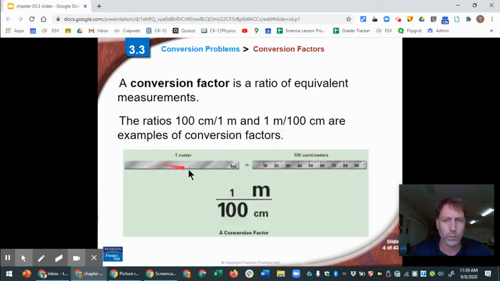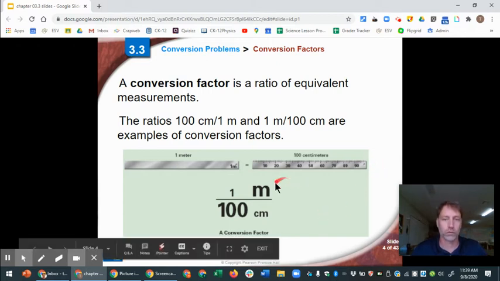So here's 1 meter. That 1 meter is the same length as 100 centimeters. I'm sure you can imagine that in your head, but they are the same distance, just expressed in two different ways. Just like the word yes has an equivalent in another language, say Spanish, which is sí. It means the same thing, just expressed differently. That's what's called a conversion factor.